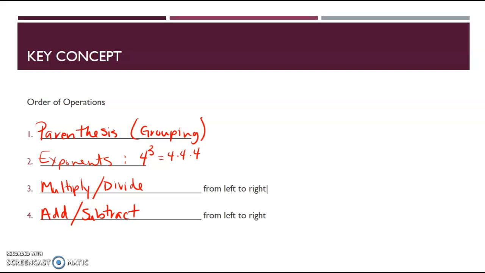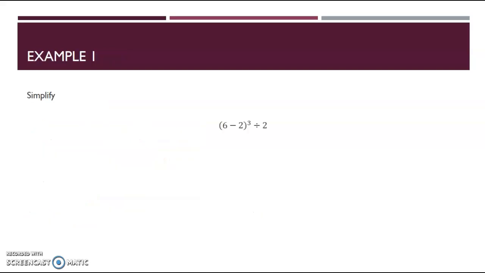So we start with our grouping. We then move to exponents. After grouping and exponents are gone, then we look for any multiplication or division. We start from the left and we move to the right. And then after multiplication and division is out of our problem, then we go to the adding and subtracting. And again, from left to right. So here's our first example.